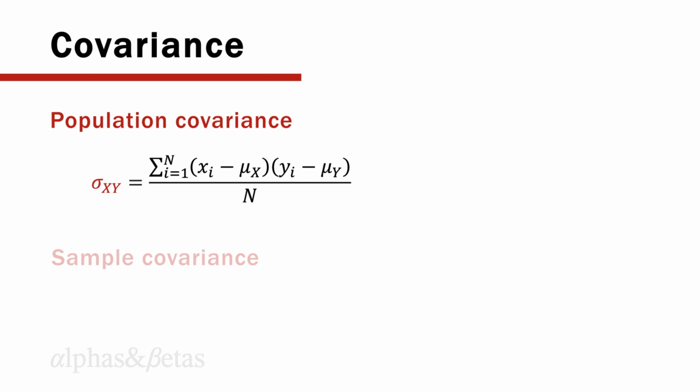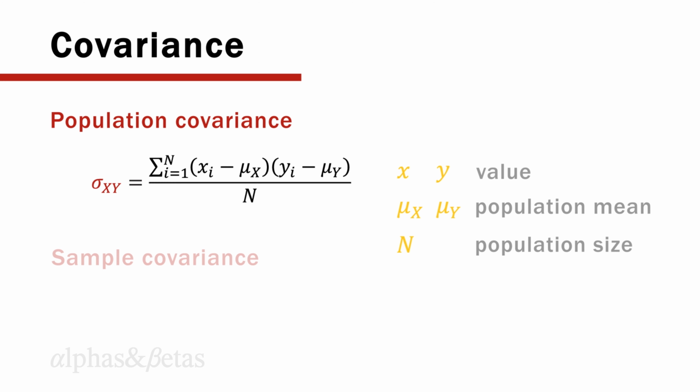This is the formula for the population covariance, where for each observation i, x is the value for variable x, y is the value for variable y, mu x is the population mean for variable x, mu y is the population mean for variable y, and n is the population size.